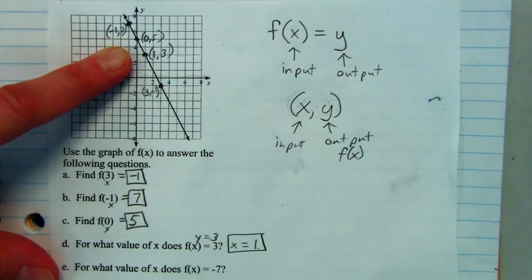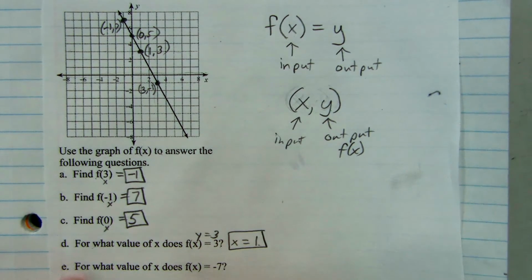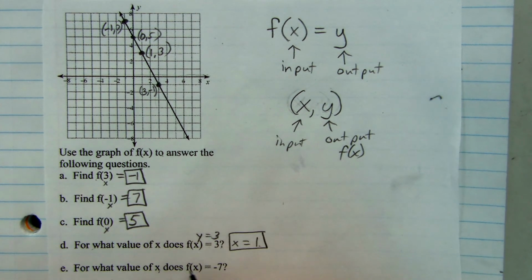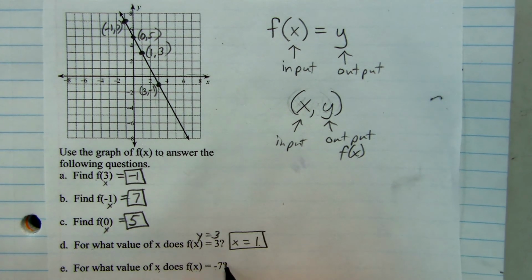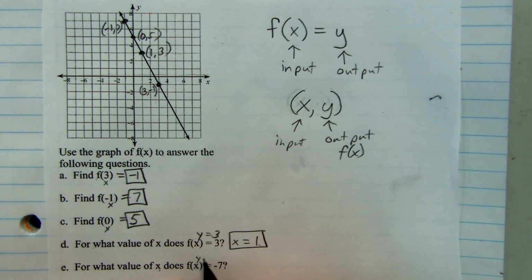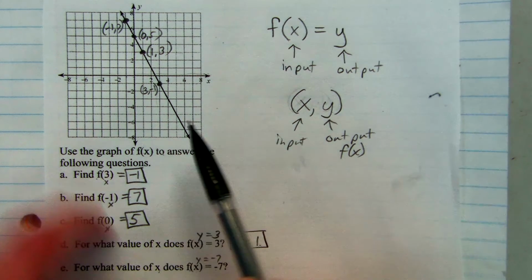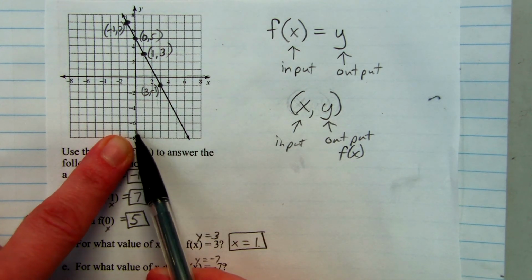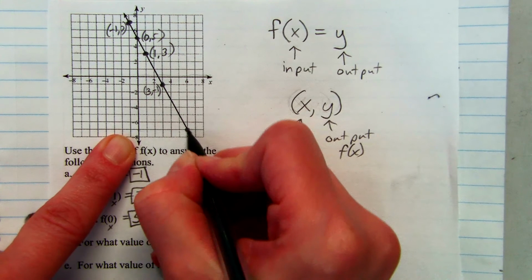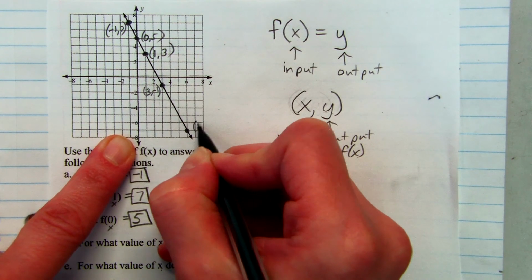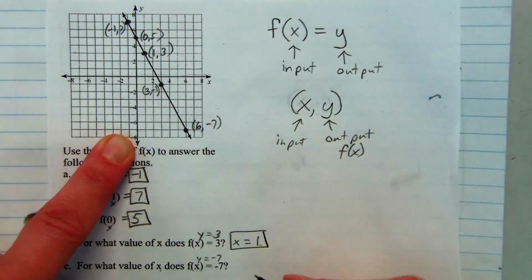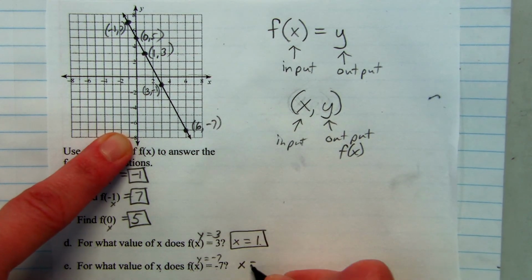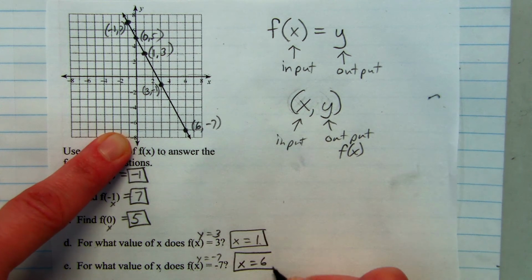Okay? Then on E, where it says for what value of x does f of x equal -7? The f of x, remember, is y. So we're looking for where y is -7. So here's -7 on the y-axis. If I go over to see where this crosses, we have the point 6, -7. So my x value would be 6.